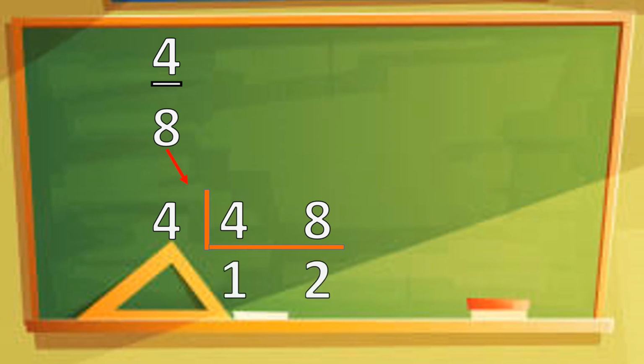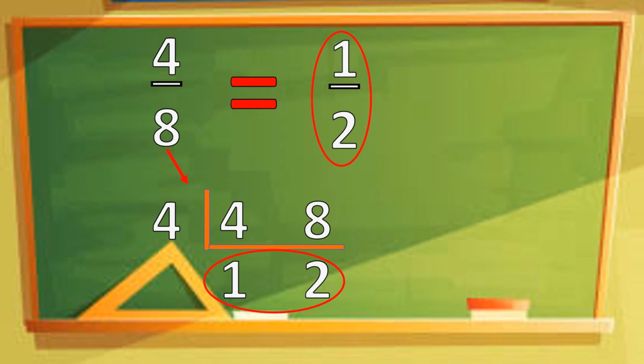4 divided by 4 is 1, and 8 divided by 4 is 2. Okay, 1 and 2 have only one common factor, and that is 1. So, meaning we are now done with our continuous division. And our final answer is 1/2. Did you get that? Okay, very good.